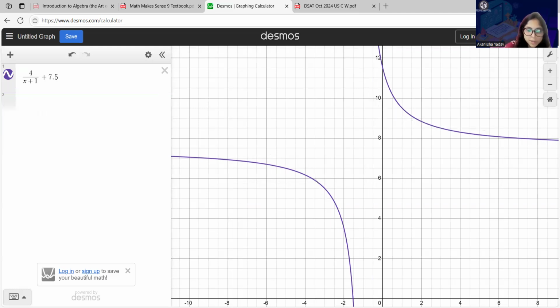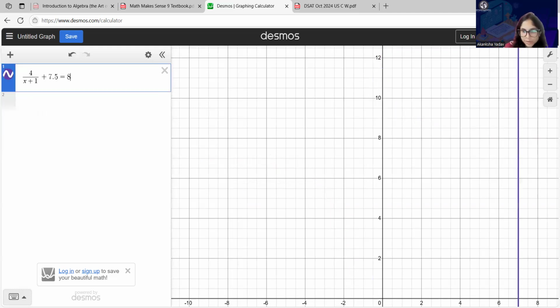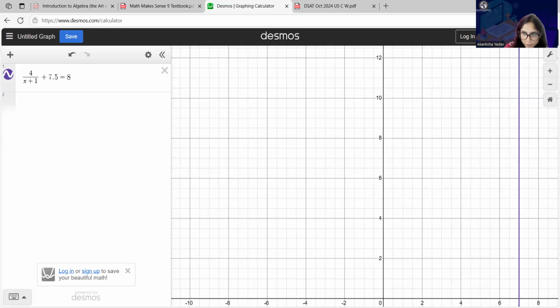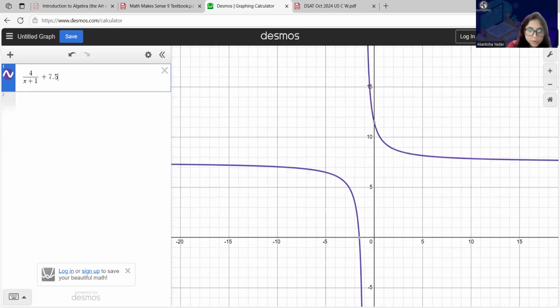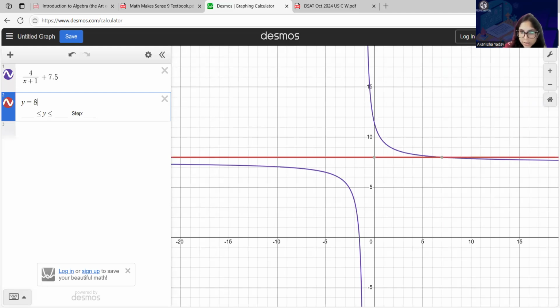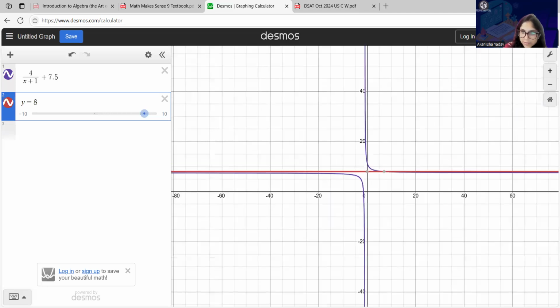Also, sometimes it will just be equal to a number. So when you just have a number on the other side of the equal to sign, if you write only the number, no graph will come. So you have to write y is equal to 8. When there's a number, you have to write y is equal to that number. And now we can see there's a solution, 7, 8. So 7 is the value of x.